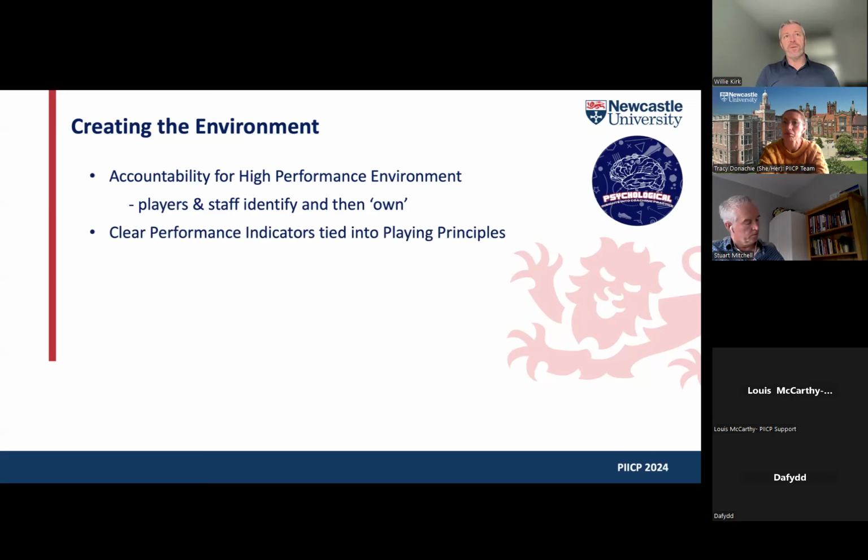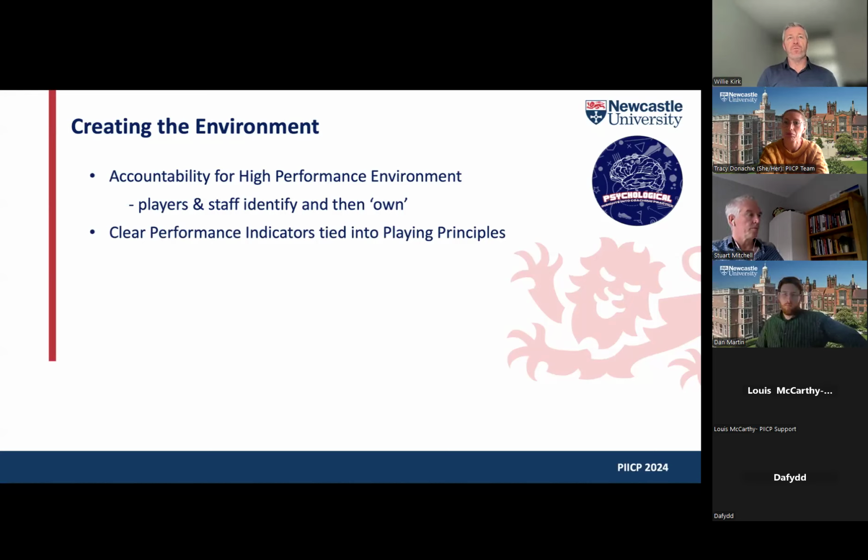And then we got into some of the more granular detail around clear performance indicators tied into playing principles. So this is the way we want to play. And in order for this to be successful, this is what your performance indicators will have to look like. So on any given day, you can get a result against any given team. But in order to maintain those results and get sustainability of those results, we felt the best thing was to focus on performance and not the scoreline.